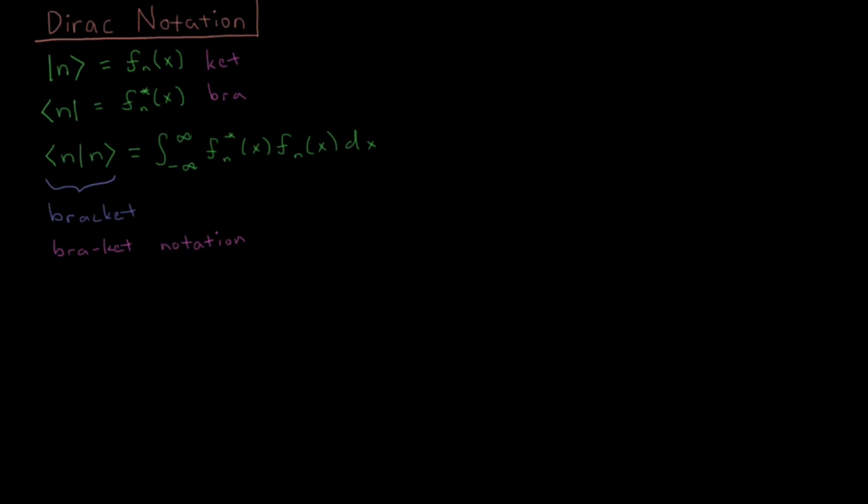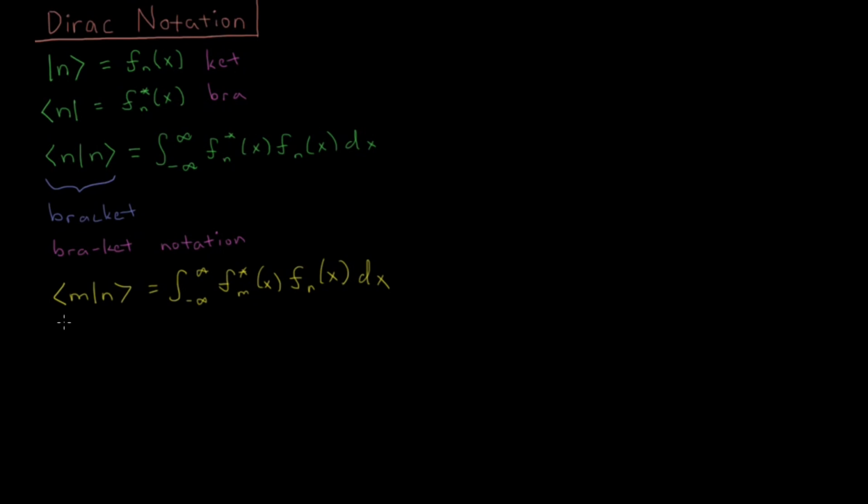So some other cases of bra-ket notation that come up a lot: if we have in general some function m and some function n, then this bracket mn is going to be, you can probably guess, the integral from -infinity to infinity of fm star of x times fn of x integrated with respect to x. Okay, that's nice and simple, no big mystery there.